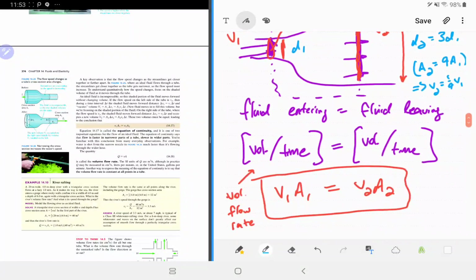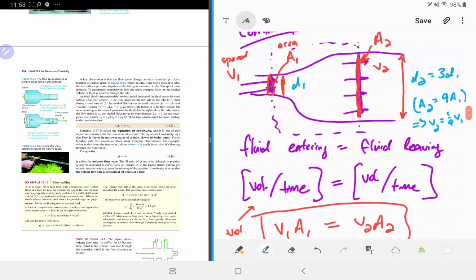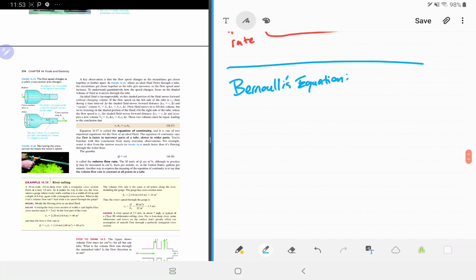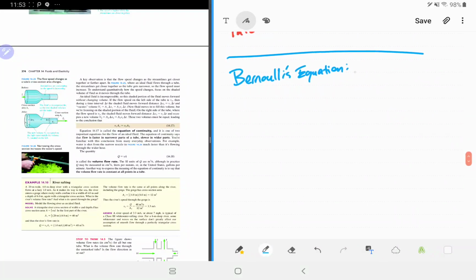So this first continuity equation could just be considered conservation of volume. The fact that this is incompressible means volume is conserved, so the volume entering is equal to the volume leaving. Bernoulli's equation is a statement of conservation of energy.